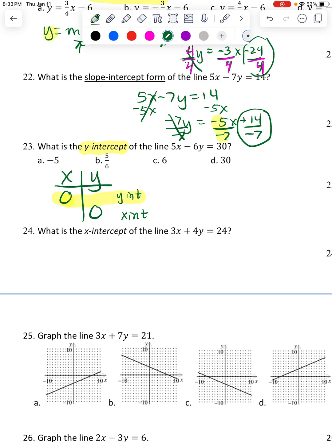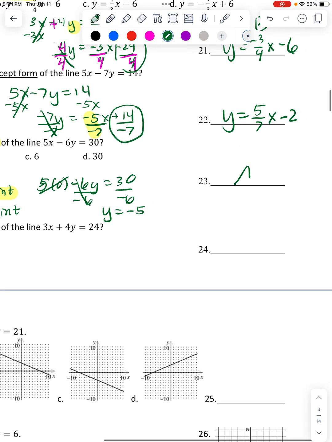So I go to my equation, and I'm going to put a 0 in for x and get an answer for y. Well, 5 times nothing is nothing, so I'm going to divide out this -6, and the y-intercept will be at -5. So 23 is A.